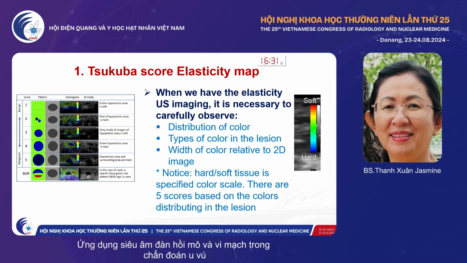The first one is the Tsukuba score elasticity map. It is an image encoded from the contrast of breast tissue density due to differences in stiffness and viscosity within the tissue. When we have the elasticity ultrasound image, it's necessary to carefully observe the distribution of color, type of color, and width of color relative to the 2D image. Notice that hard or soft tissue is specified by the color scale. There are 5 scores based on the color distribution.